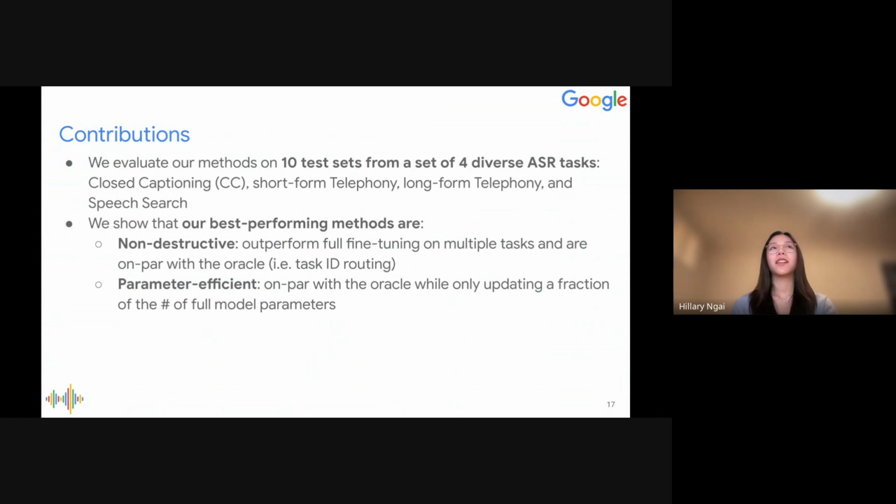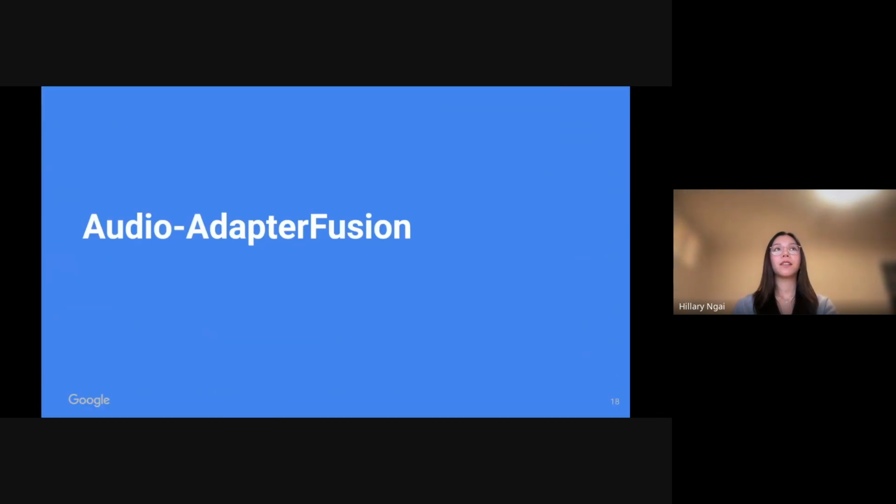And we show that our best performing methods are non-destructive. They outperform full fine-tuning on multiple tasks and are on par with the Oracle, aka task ID routing. Non-destructive just means that we avoid catastrophic interference. And we also show that our best performing methods are parameter efficient. They're on par with the Oracle while only updating a tiny fraction of the number of full model parameters. So let's go into our methods section.